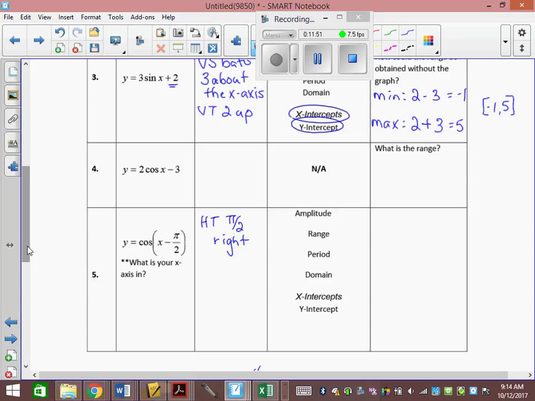So I'm still going to do my range, my min, my max. So my min is d. What's my d in this equation? 0. And I'm going to subtract and add my amplitude. What's my amplitude in this case? 1.